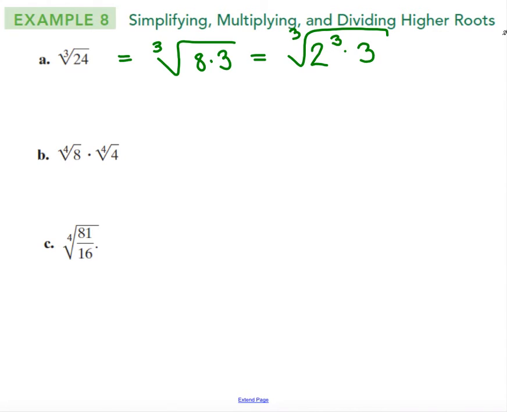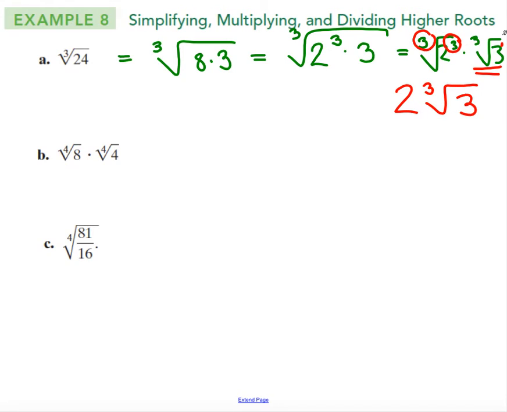All right. Now, you may want to separate this out like this: cube root of 2 cubed, cube root of 3. Now, the rule is index and power must match up, so that reduces down to 2. This one has a power of 1, so that has to stay as it is. So that's going to be cube root of 3. So it's 2 cube root of 3.